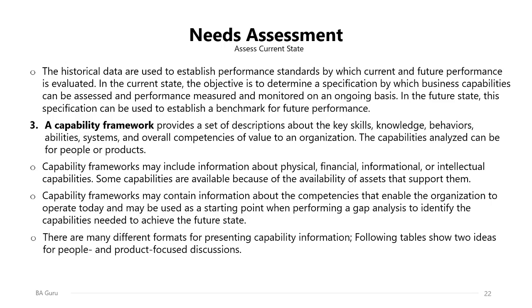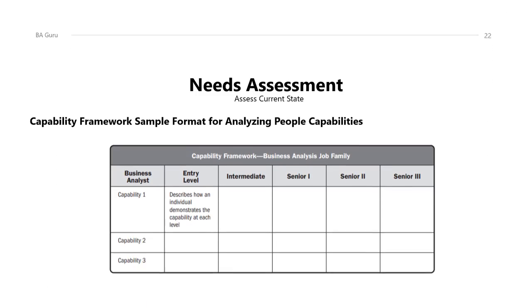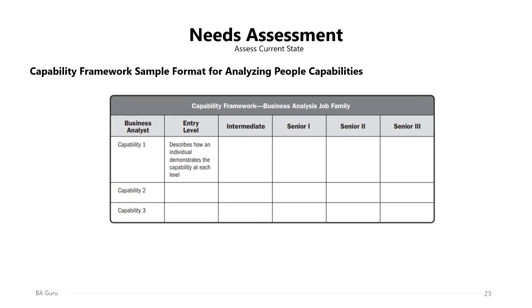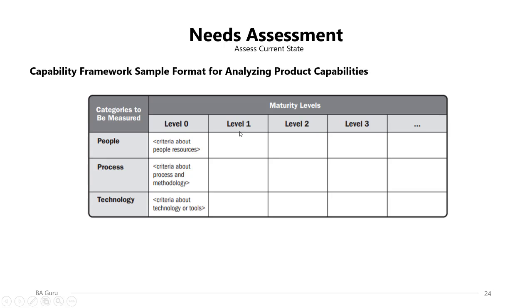There are many different formats for presenting capability information, and the following tables show two ideas for people and product focused discussions. Here is an example of the capability framework sample format for analyzing people capabilities. So for example, you have the business analyst: the entry level, the intermediate, the senior 1, 2, and 3, and what are the capabilities required for each level. This is an example of the capability framework for people, while the capability framework for products shows, for example, the categories to be measured, people, process, and technology, and the different levels of maturity you will be defining for each of these categories.